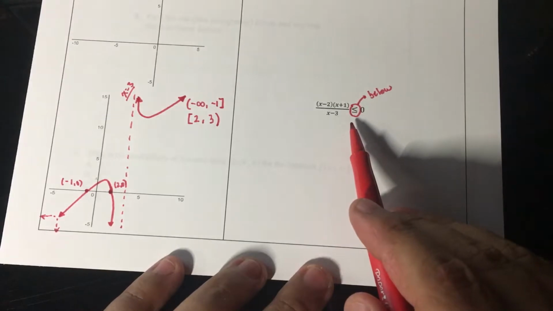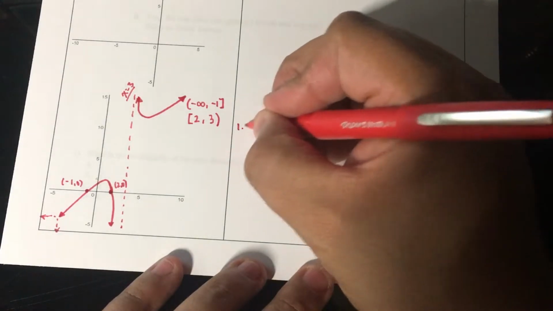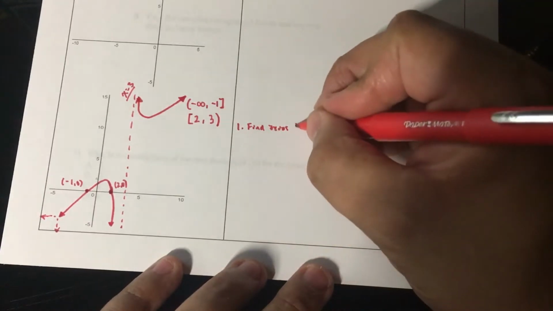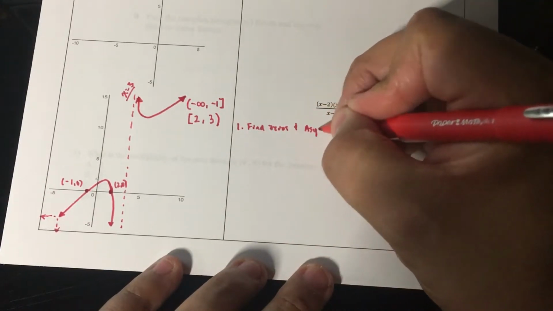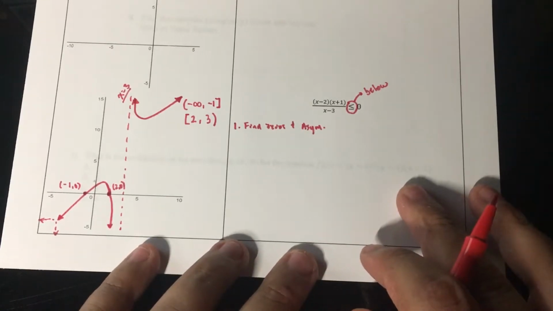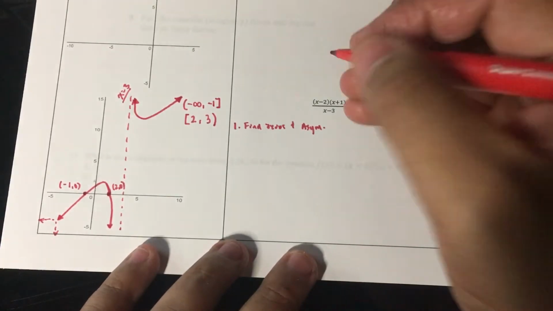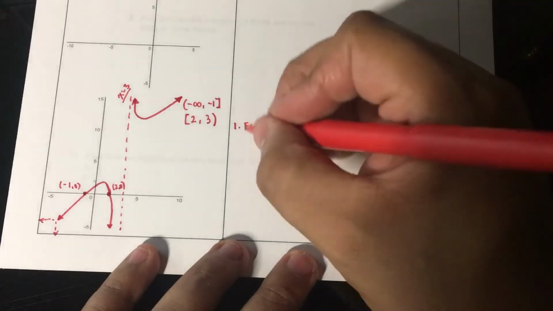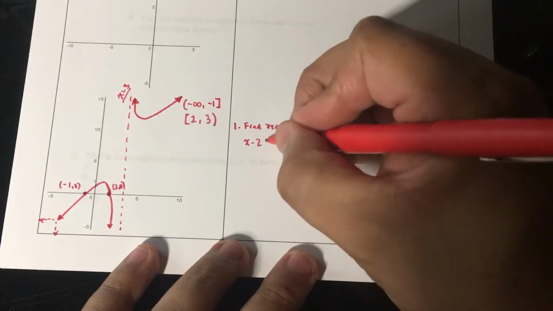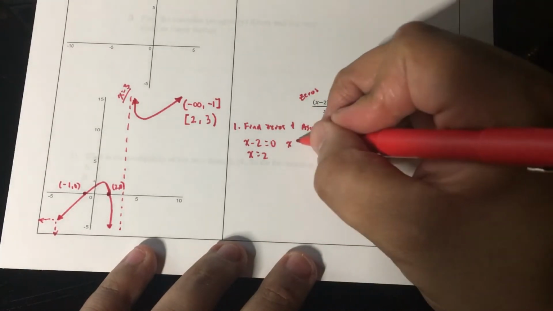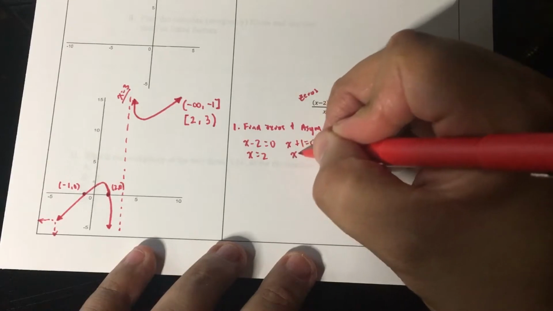So what we're going to do over here, guys, is first find, again, zeros and the asymptotes. So pretty much you're going to do the same thing. You're going to set everything equal to 0. So these on top are the zeros, x minus 2 and x plus 1. So x minus 2, I have one at x equals 2. x plus 1 equals 0, so at x equals negative 1.